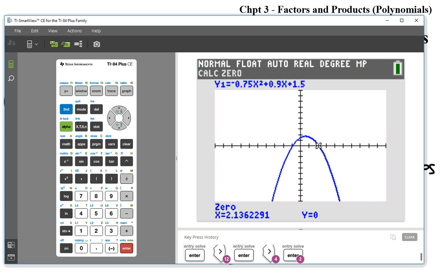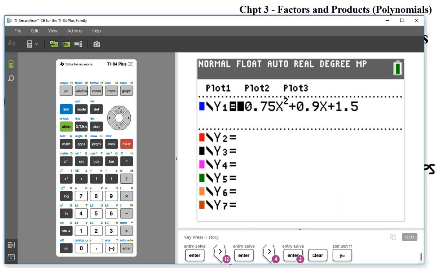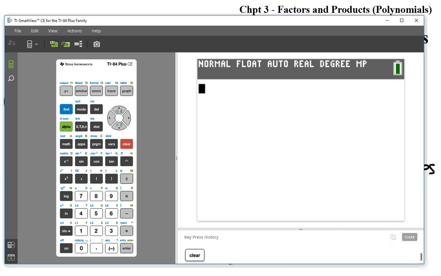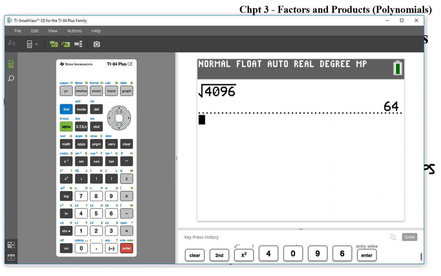If I pulled up a calculator, and let me get rid of what I was doing yesterday. If I have my calculator, if you look on your calculator, above the x squared button on the left side is the square root. Second function, x squared, that is going to give us a square root sign, which I can now punch in my 4,096, hit enter, and we see the square root of 4,096 is 64, which we figured.